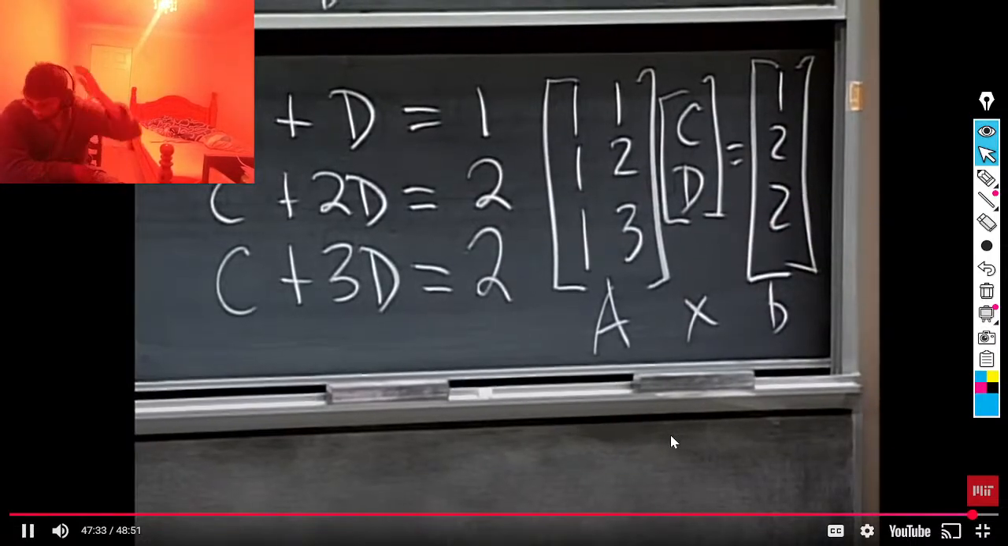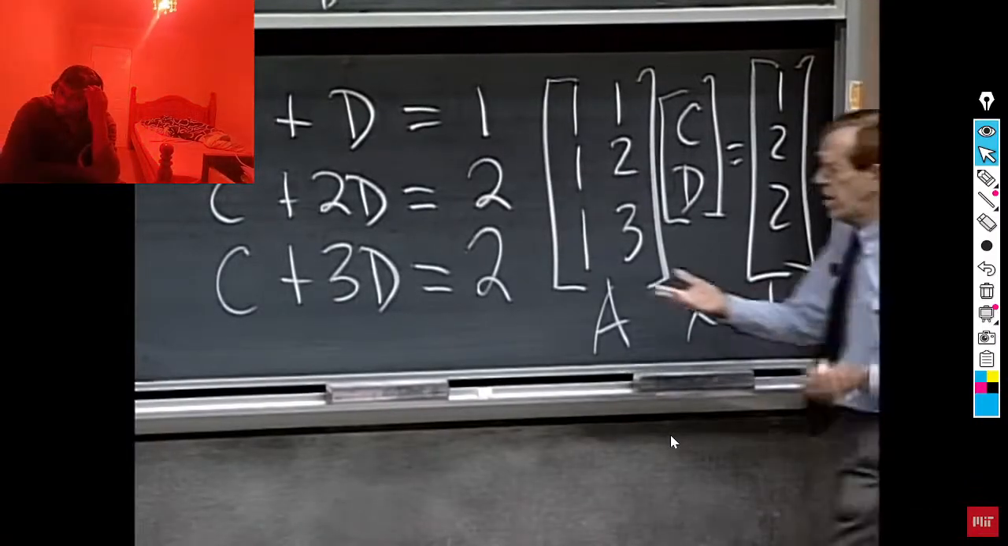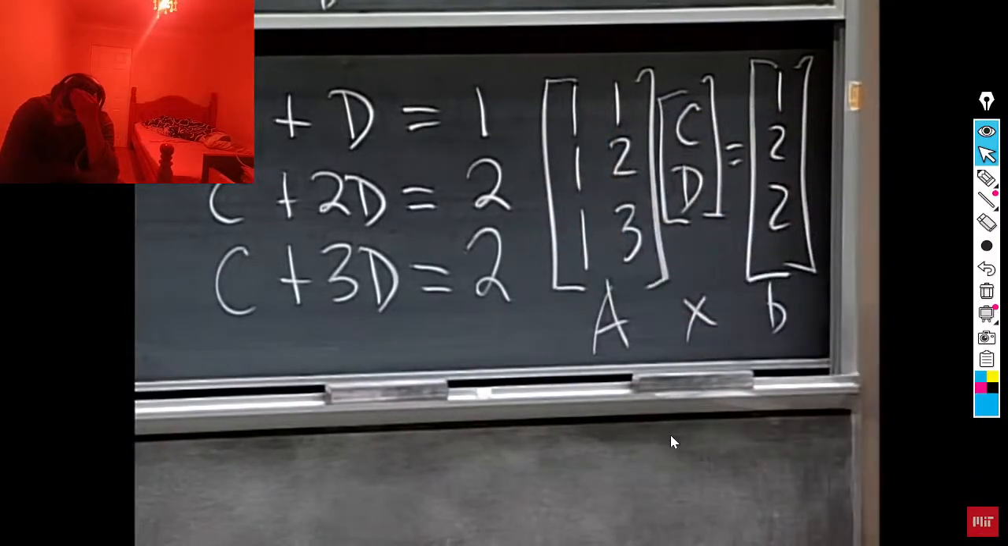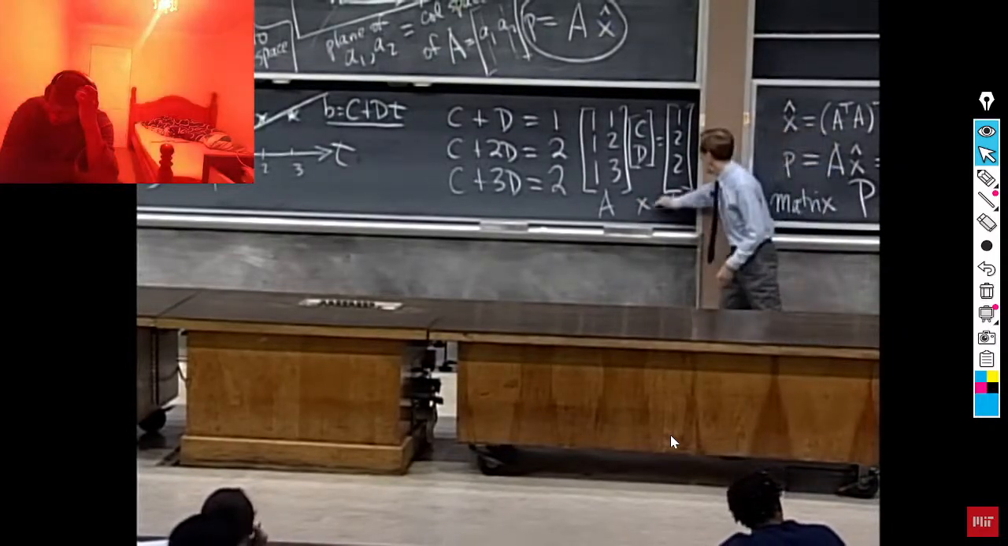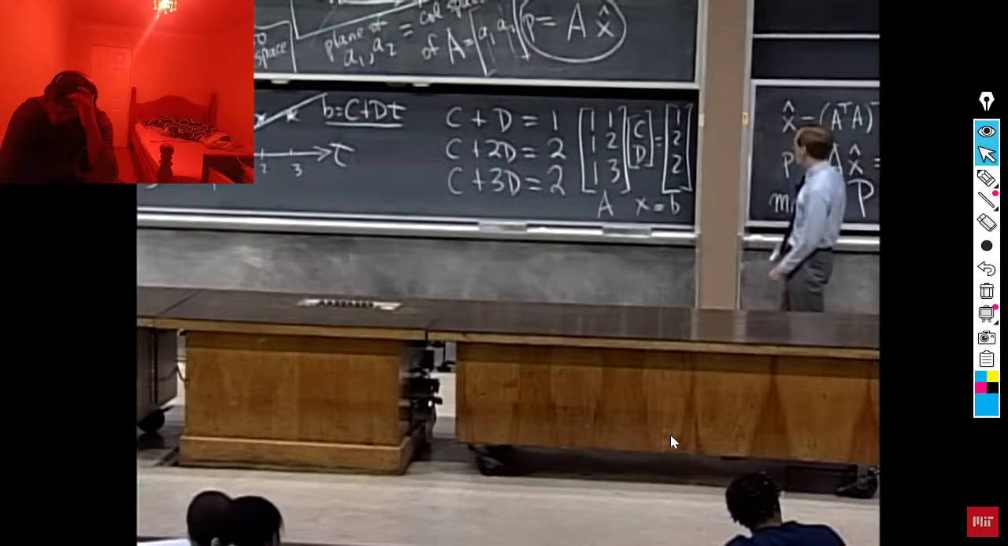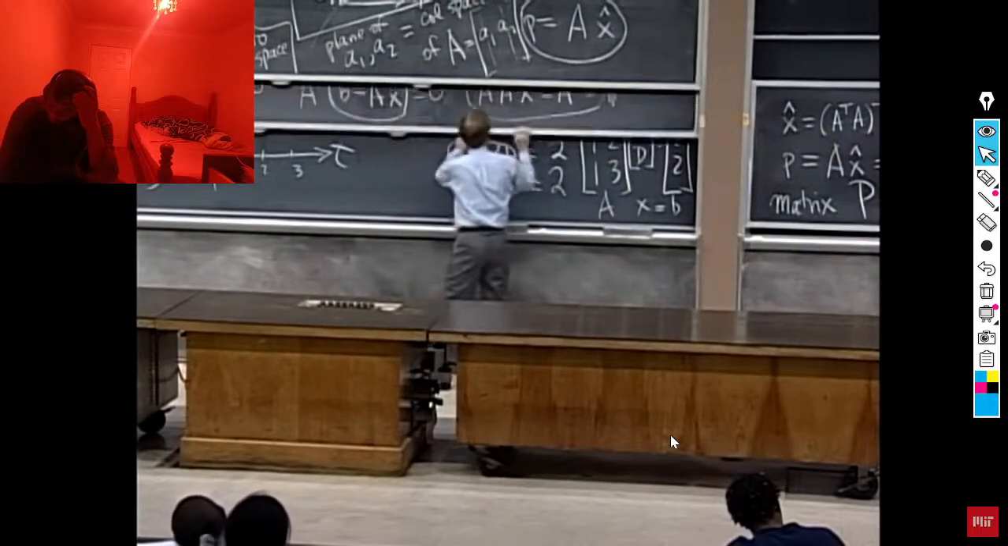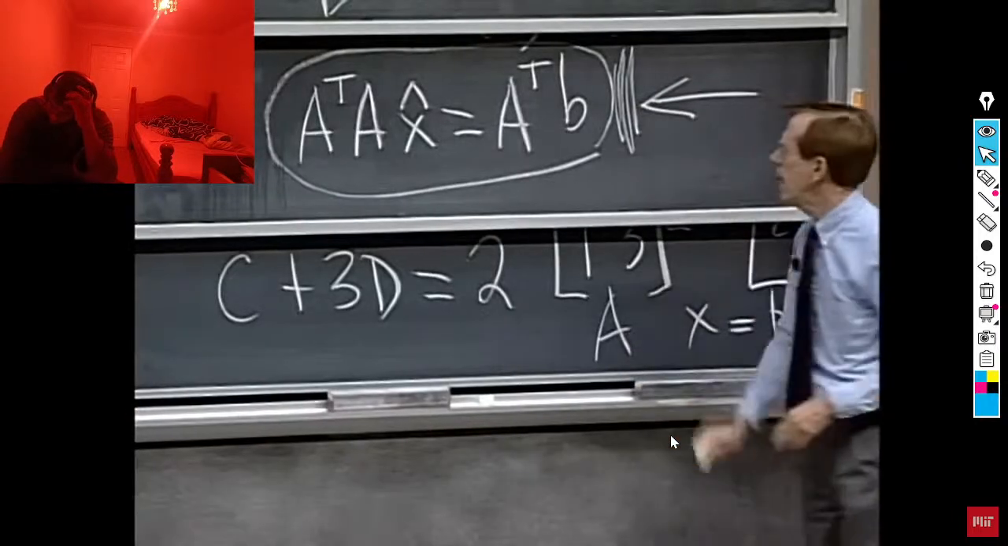This is a typical case where I have 3 equations, 2 unknowns, no solution. But I'm still looking for the best solution. And the best solution is to solve not this equation AX equals B, which has no solution, but the equation that does have a solution, which was this one. So that's the equation to solve. That's the central equation of the subject.